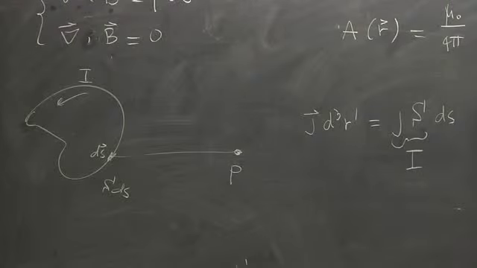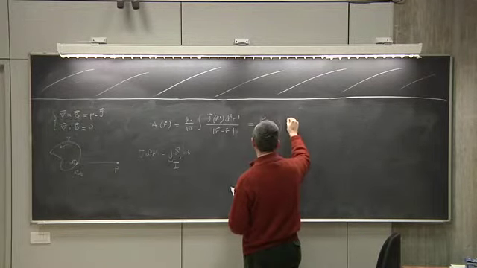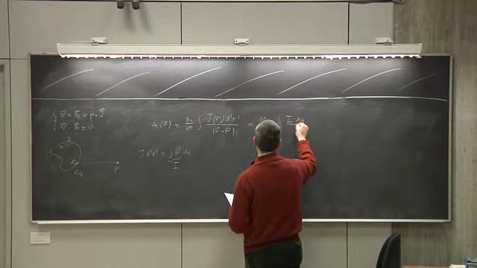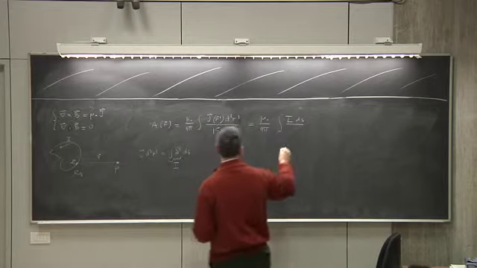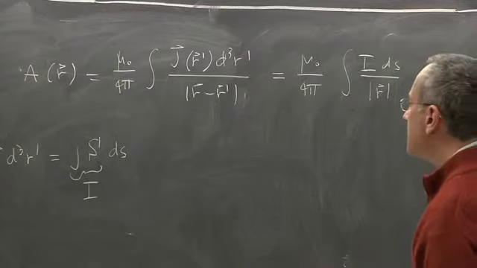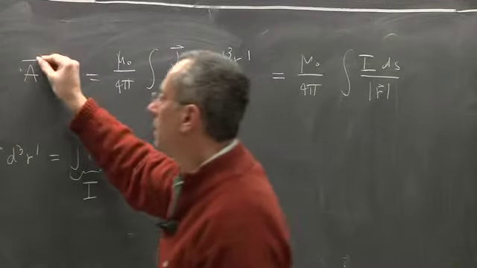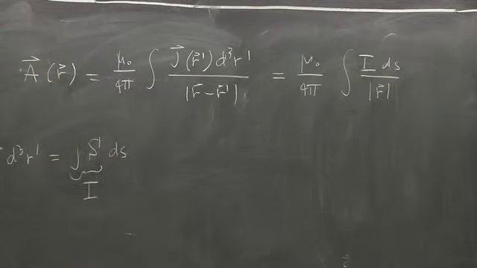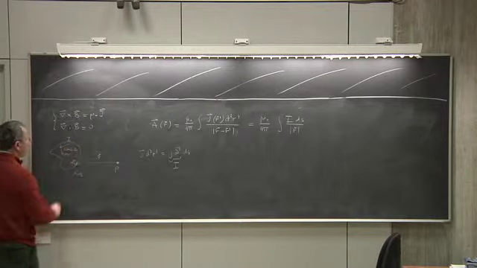So if I multiply the density of current times the cross section, I get the total current going through that wire. You see, it simplifies to just mu naught divided by 4 pi. Then I only have to integrate I ds, and I have this distance here that I can just call r. So I have the integral over r. This is the vector potential of this loop, this conductor loop.